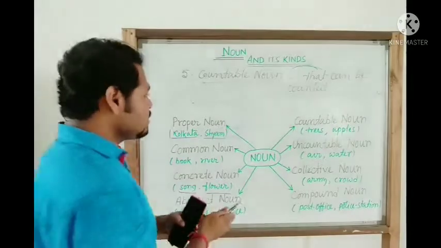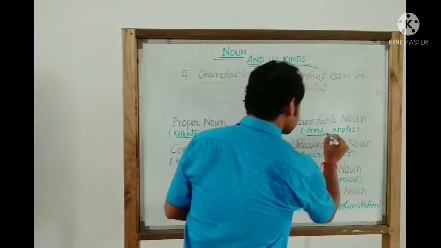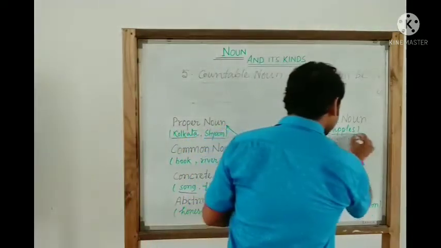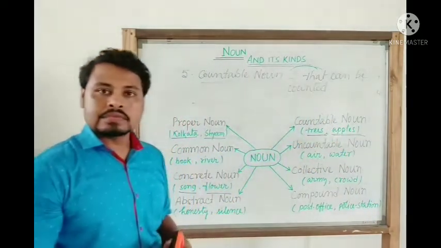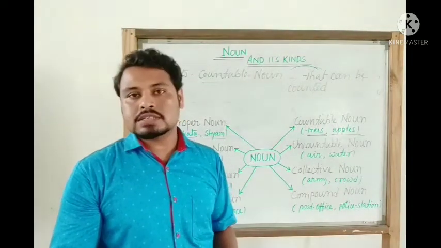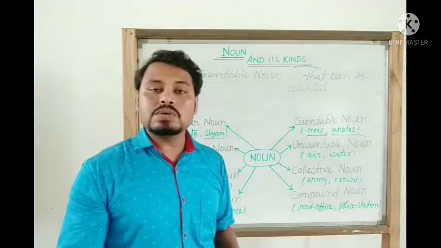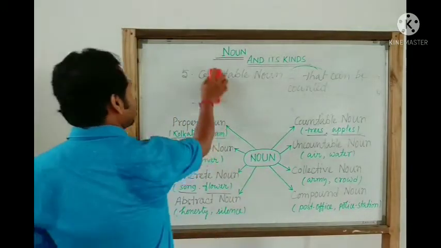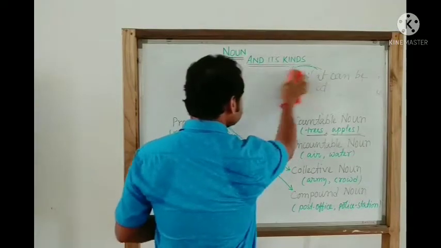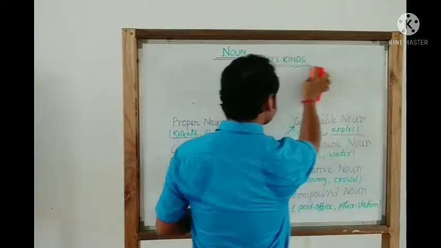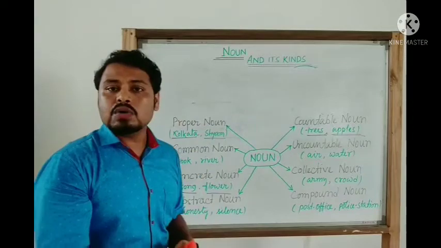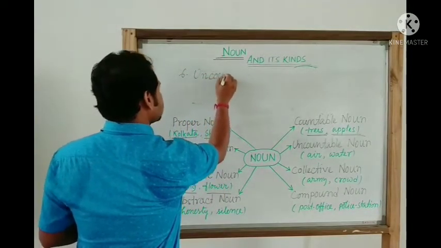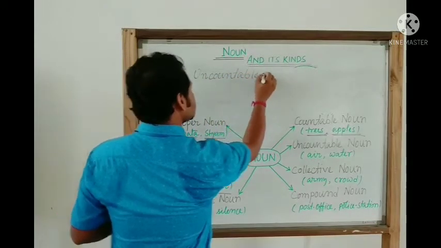For example, here we have written trees. Now trees can be counted. Then again we have written apples, bench, desk. Anything that can be counted comes under countable noun. After the countable noun, we have the next type of noun, that is uncountable noun. So number 6, uncountable noun.